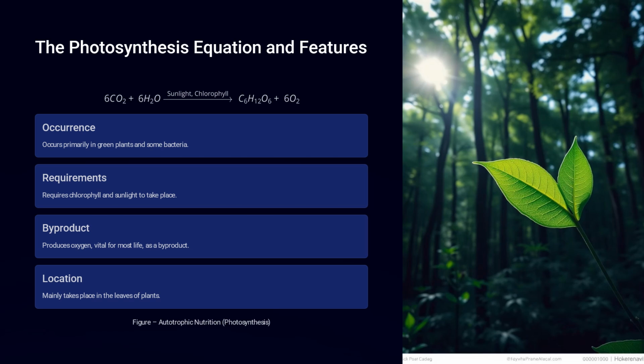Okay. Our next requirement: photosynthesis requires chlorophyll and sunlight to take place. The byproduct is oxygen, vital for life. It mainly takes place in the leaves of the plant. Figure: this is heterotrophic nutrition, that is photosynthesis. Don't draw all the leaves and everything.